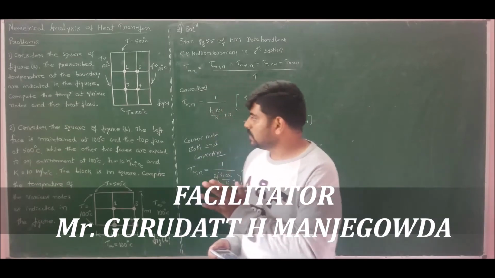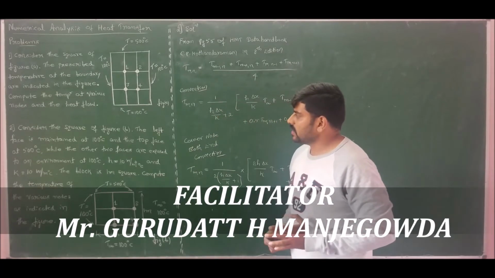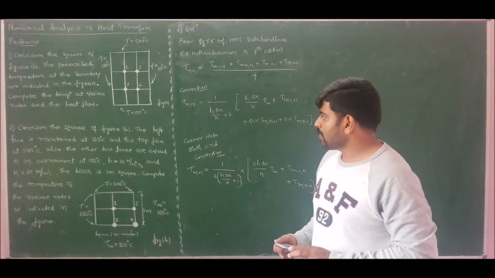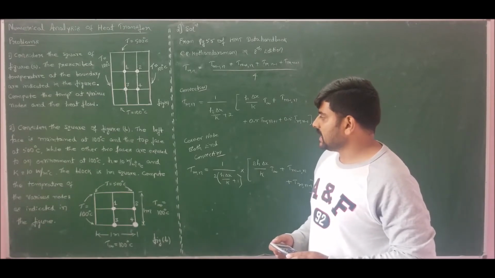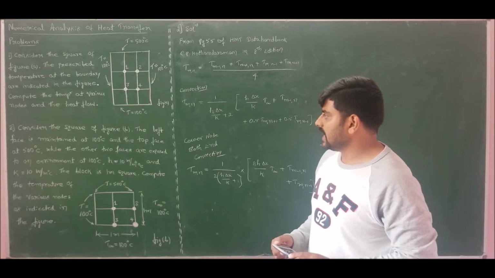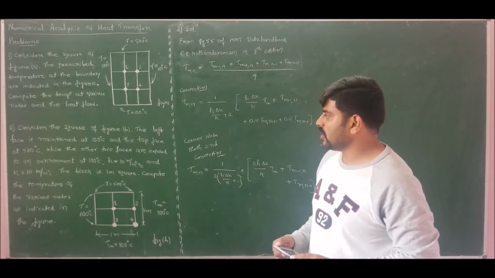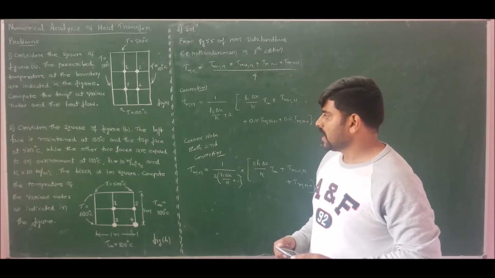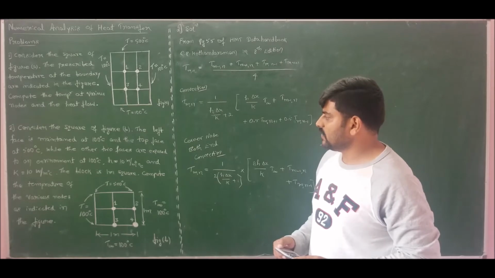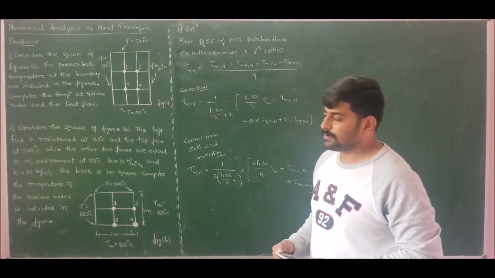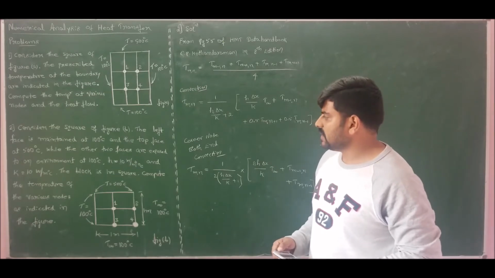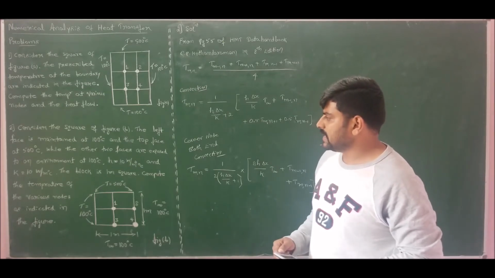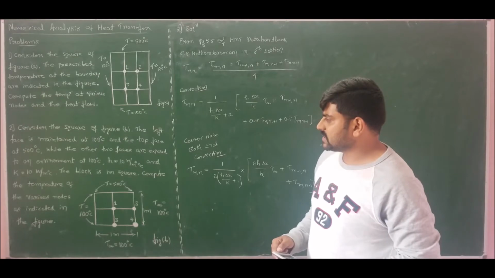Problem number 2 states: consider the square of figure B. The left face is maintained at 100 degrees Celsius and the top face is at 500 degrees Celsius, while the other two faces are exposed to an environment at 100 degrees Celsius. The convective heat transfer coefficient is 10 watt per meter square degree Celsius and the thermal conductivity is 10 watt per meter degree Celsius. The block is 1 meter square. Compute the temperature of the various nodes as indicated in the figure.